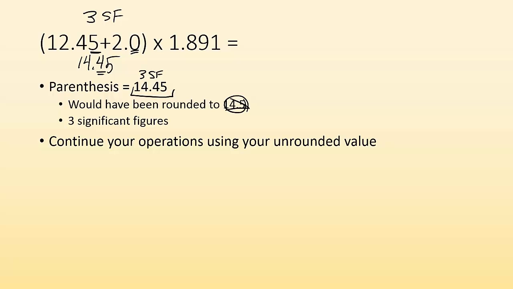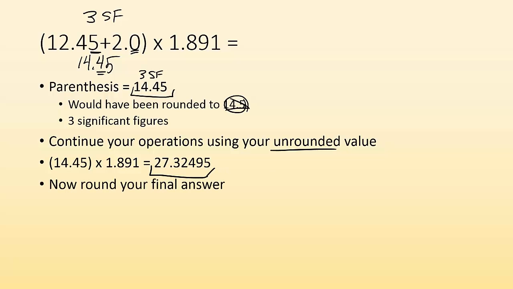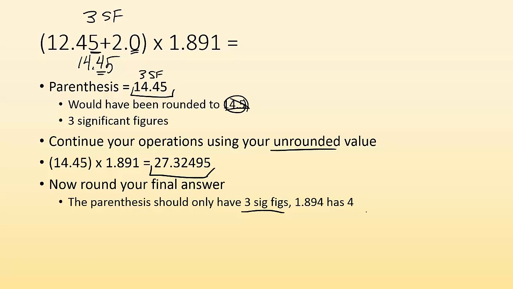So then you continue your operations using your unrounded value. Use your unrounded value, but keep track of how many sig figs it should have. So then I do 14.45 times 1.891, and I get this answer in my calculator. So now I got to figure out how I'm going to round my final answer. So the parentheses should only have 3 sig figs, and 1.891 has 4 sig figs. So I need to round my answer to the fewest number of sig figs, which is 3. So then I'm going to go, all right, well, first, second, third sig fig, look over, it's a 2, and then I'm going to keep the 3 at 3. I get 27.3. There you go.